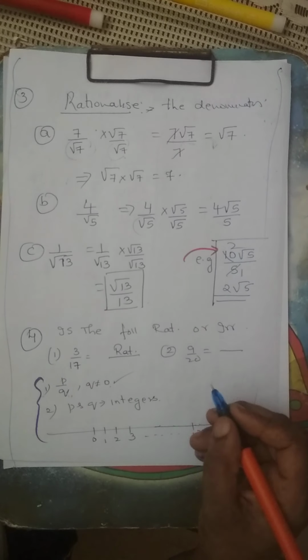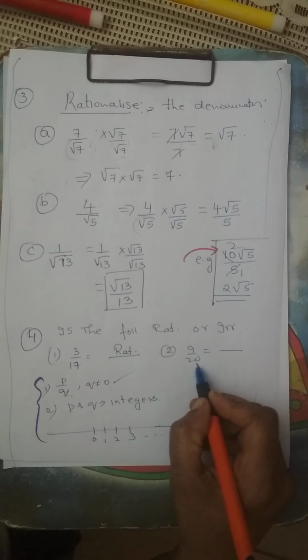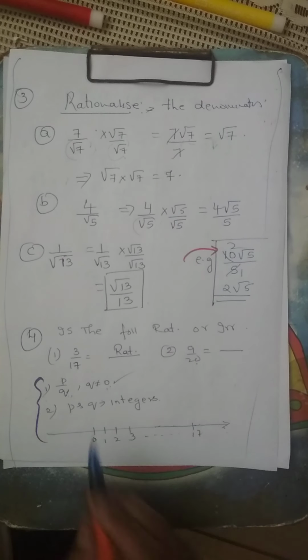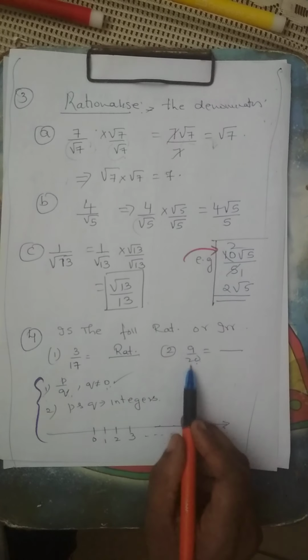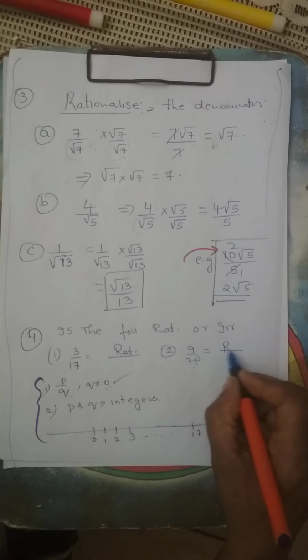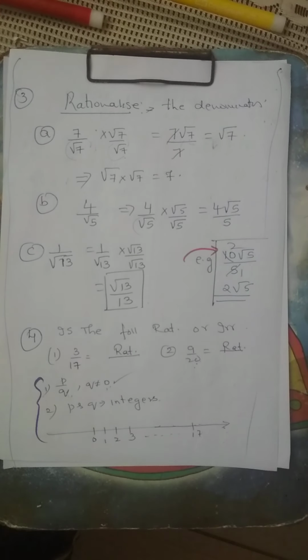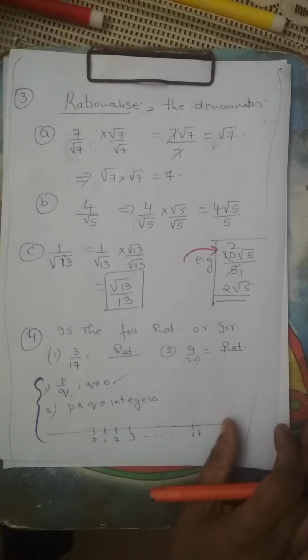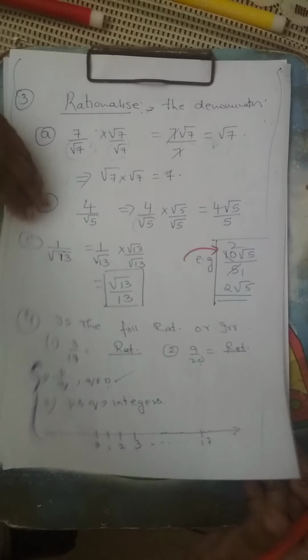What about 9 upon 20? Is it P upon Q? Yes. Is Q not equal to 0? Yes. Are these integers? Yeah, these are positive. So it is a positive rational number. Okay. So over here, they are just asking whether it's rational or irrational. They are not asking whether it's terminating or non-terminating. Understood now? So now we go to the last question.